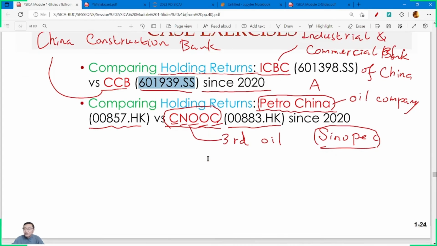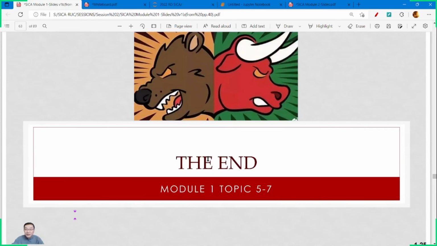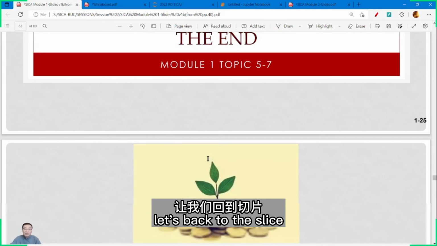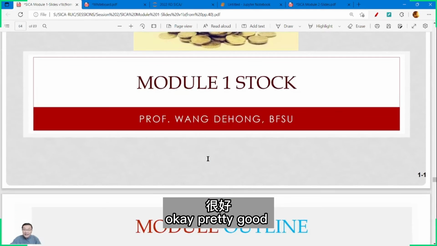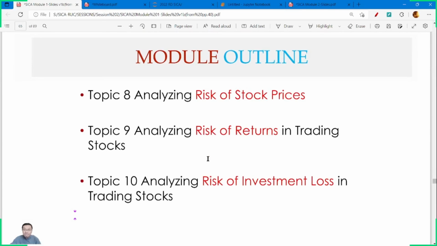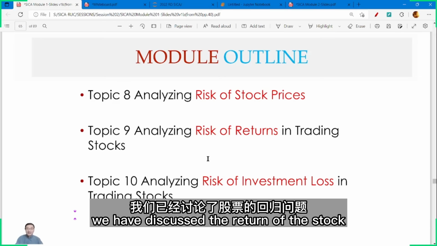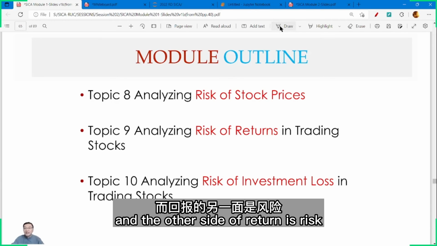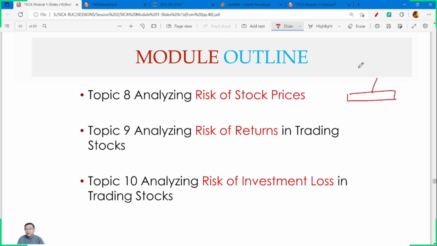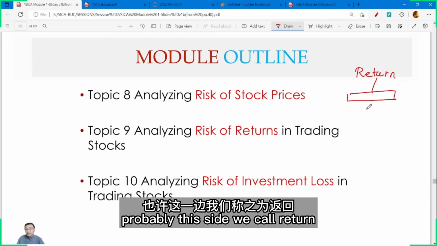Let's go back to the slides. Okay, pretty good. This is the end of this topic. Next, we'll move to the risk of stock. We have discussed the return of the stock, and the other side of return is risk. It's something like a coin. Probably this side we call return, and this side we call risk.